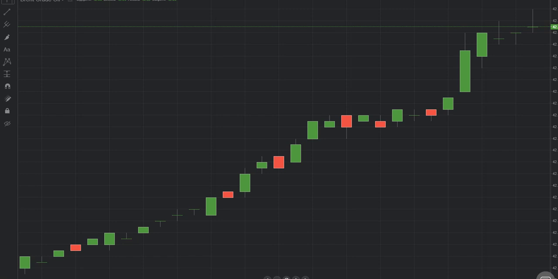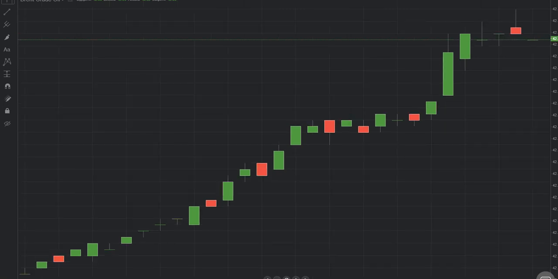Now the entries are much simpler. We wait for the Chaikin Money Flow indicator to cross above the zero level, above the 200 EMA, for the long entry, and we wait for the Chaikin Money Flow indicator to cross below the zero level, below the 200 EMA, for the short entry. Here is an even better entry.